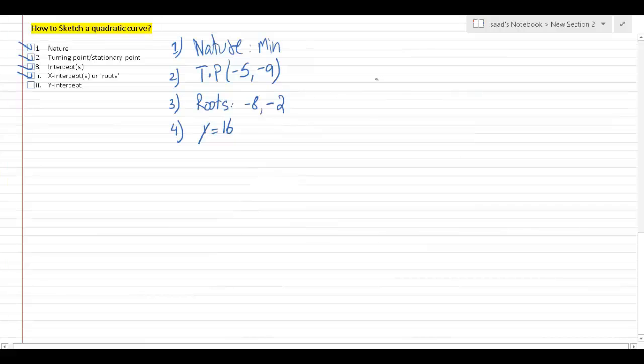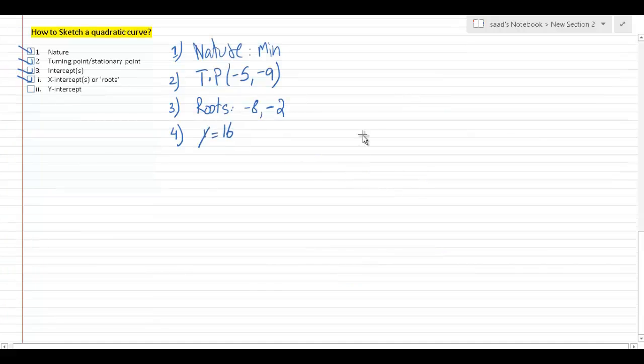Now since I had run out of space, I've put together all that we've found so far and all that we need to sketch a quadratic curve. The nature is minimum, the turning point is (-5, -9), the roots are -8 and -2, and the y-intercept is 16. Now that we have all that we need, let's start putting together our quadratic curve. Let me use a different color this time. I'll go with red. Now remember, this is just a sketch, it's not an accurate representation of the quadratic curve.